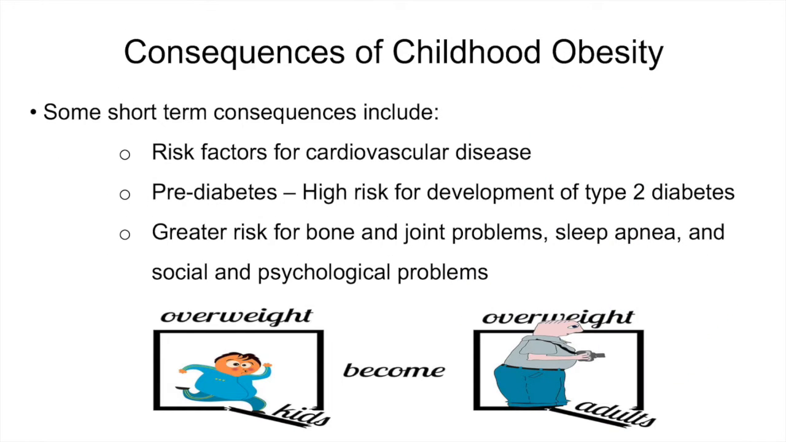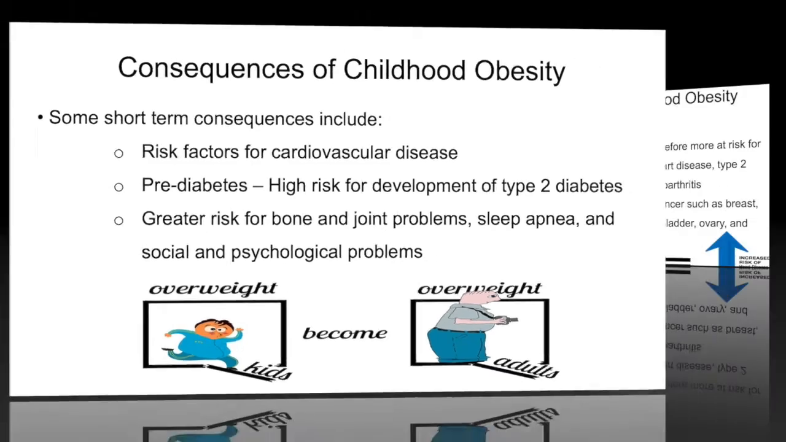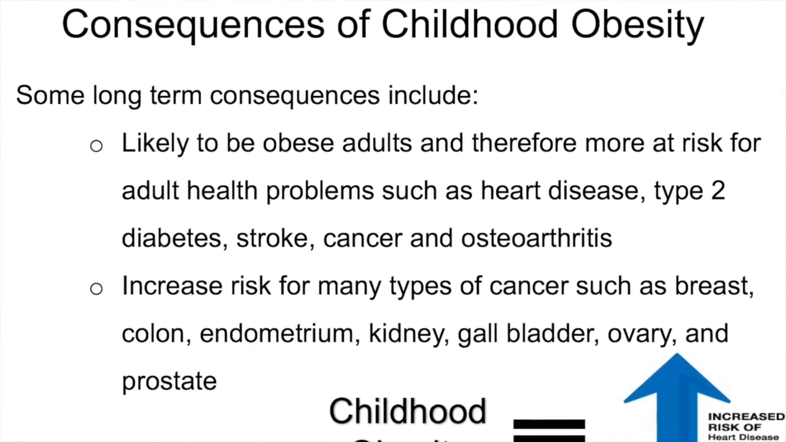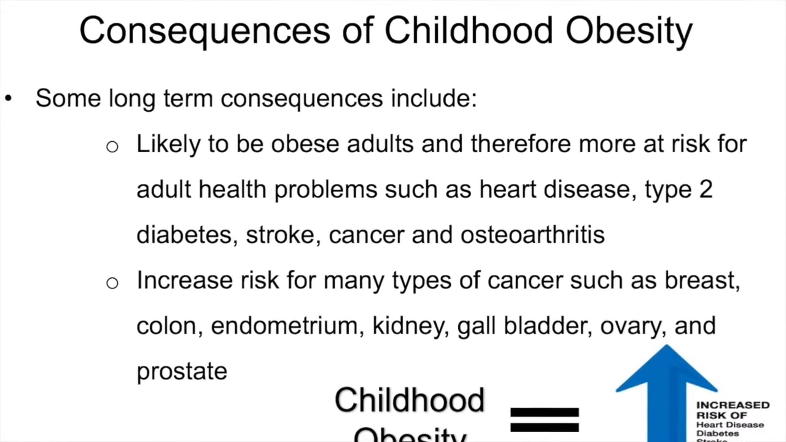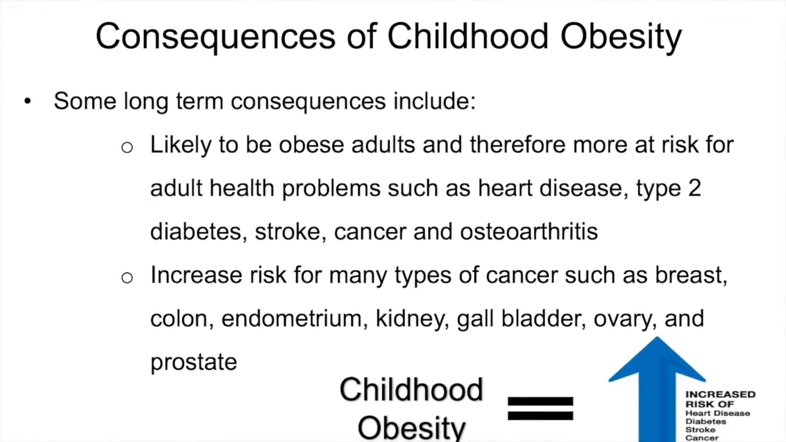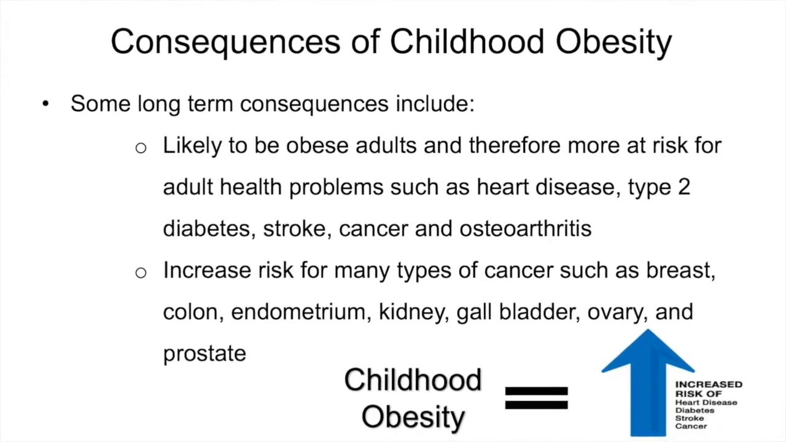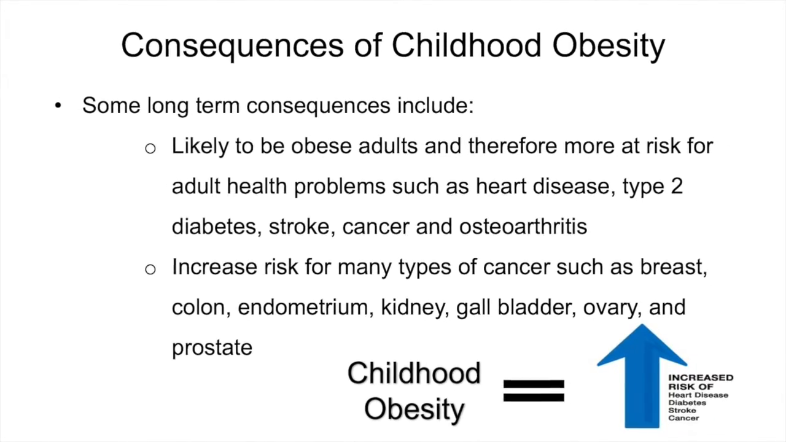Kids who are overweight or obese can experience some short-term consequences as well as some long-term consequences. Some short-term consequences include risk factors for cardiovascular disease such as high cholesterol, high blood pressure, and prediabetes, which indicate a high risk for development of type 2 diabetes, a greater risk for bone or joint problems, sleep apnea, and social and psychological problems. Some long-term consequences include the increased risk for many types of cancer, and they are more likely to be obese adults and therefore at more risk for adult health problems such as heart disease and type 2 diabetes.